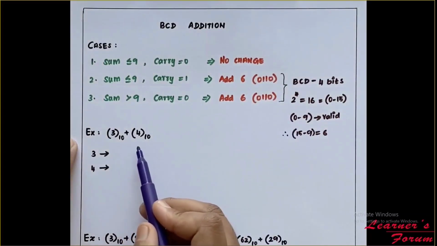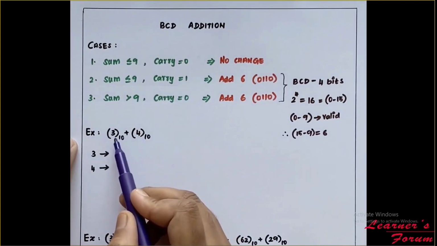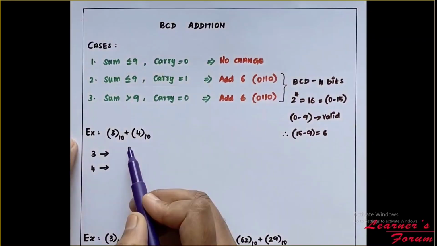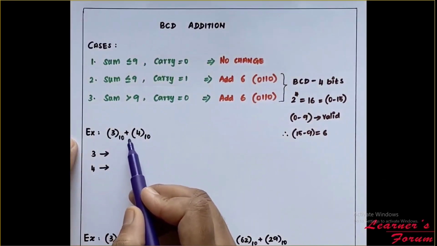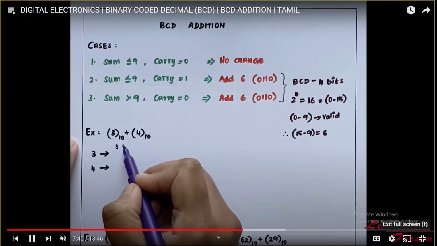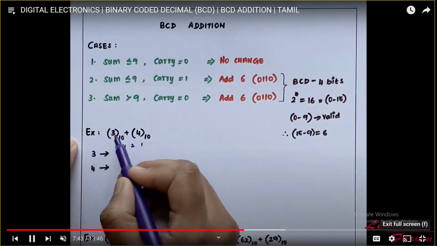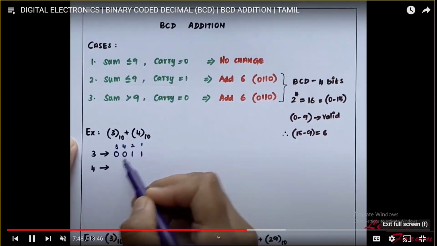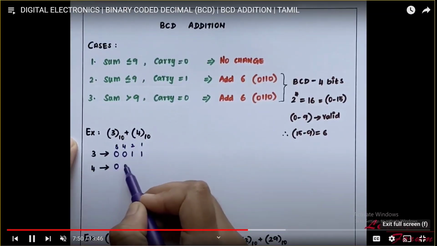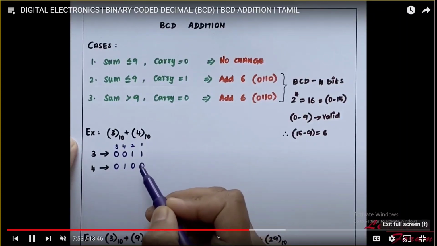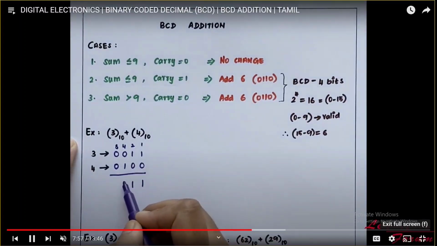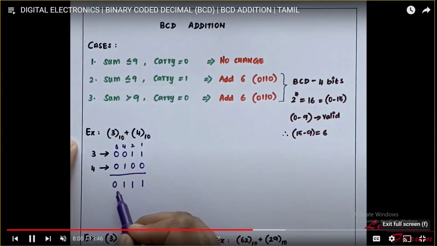Now let us solve an example. Given is 3 plus 4, which are decimal numbers. First we have to write the equivalent BCD value for each. Using the 8421 technique, we represent 3: under 2 and 1 we will have 1 and the remaining 0. For 4, under 4 we will have binary 1, remaining 0. So these are the values for 3 and 4. Now we have to perform addition: 1 plus 0, 1 plus 0, 1 plus 0, 0 and 0. So 0111 will be the answer.